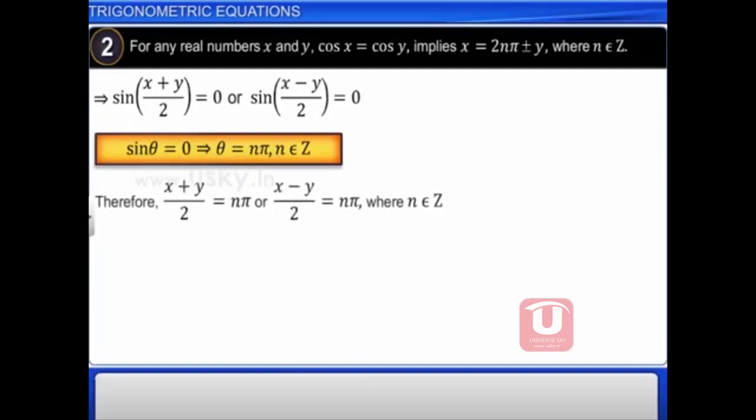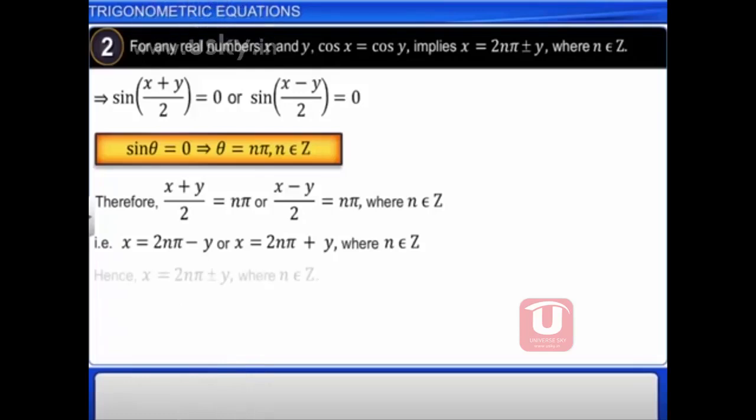Therefore, (x + y)/2 or (x − y)/2 is equal to nπ, where n is any integer. Or x is equal to 2nπ − y, or x is equal to 2nπ + y, where n is any integer. On combining, we get x is equal to 2nπ ± y, where n is any integer, hence the result. Let's prove the last theorem.